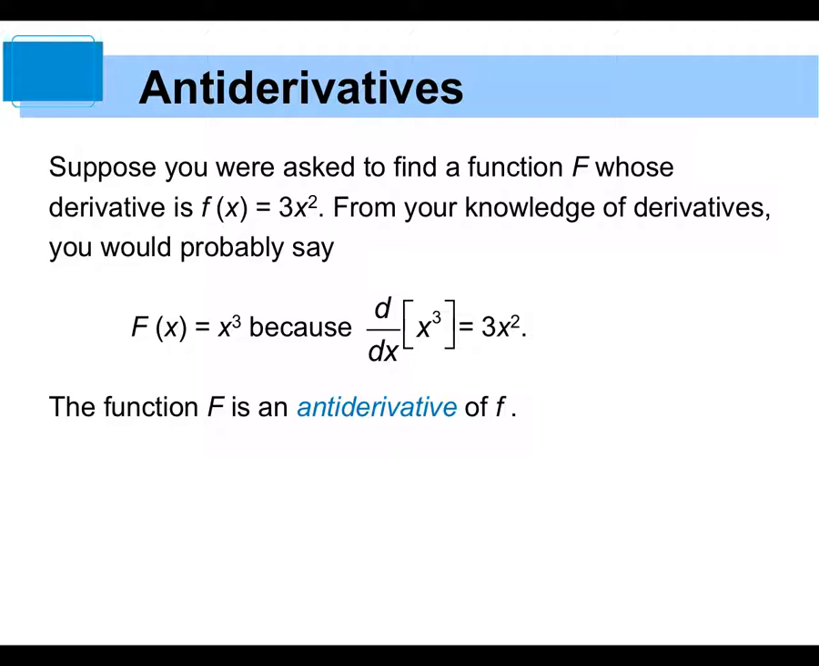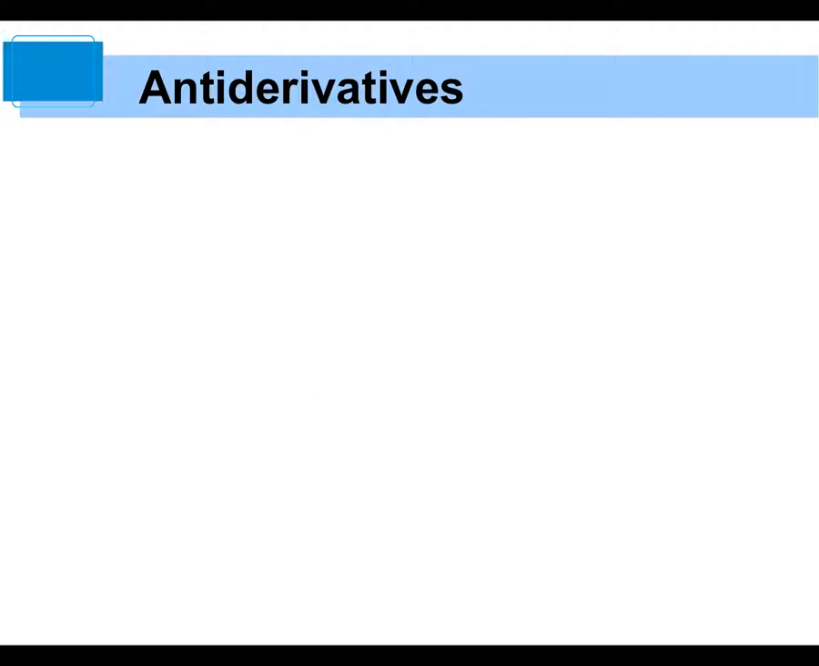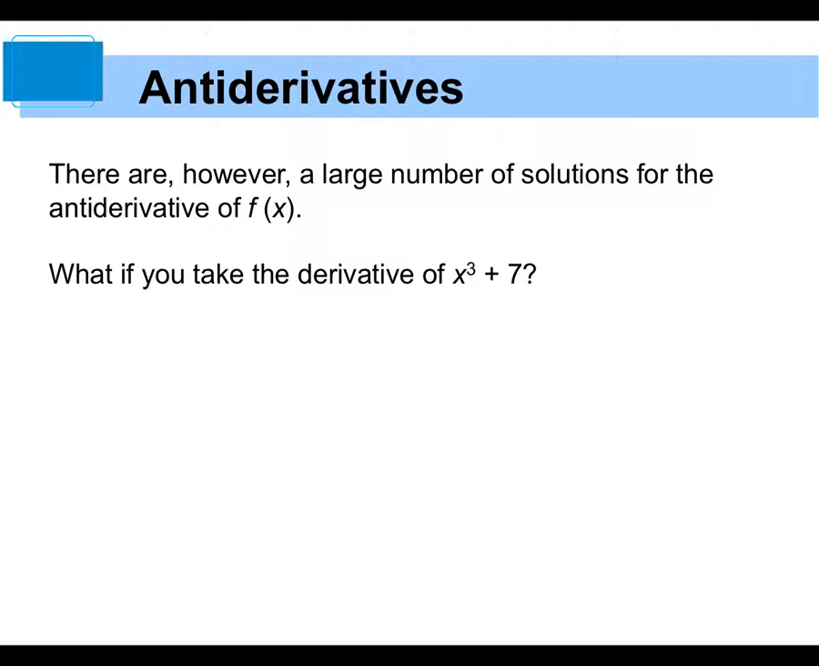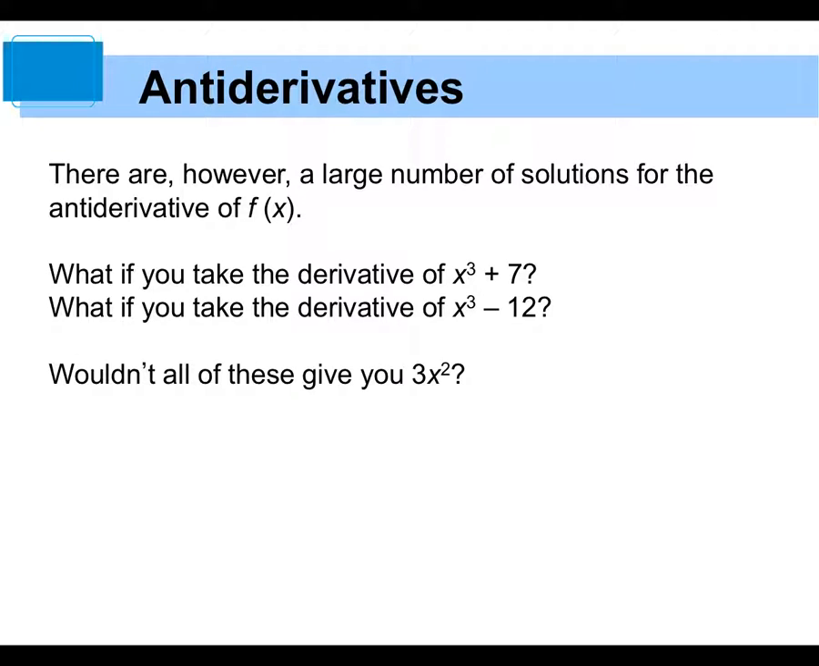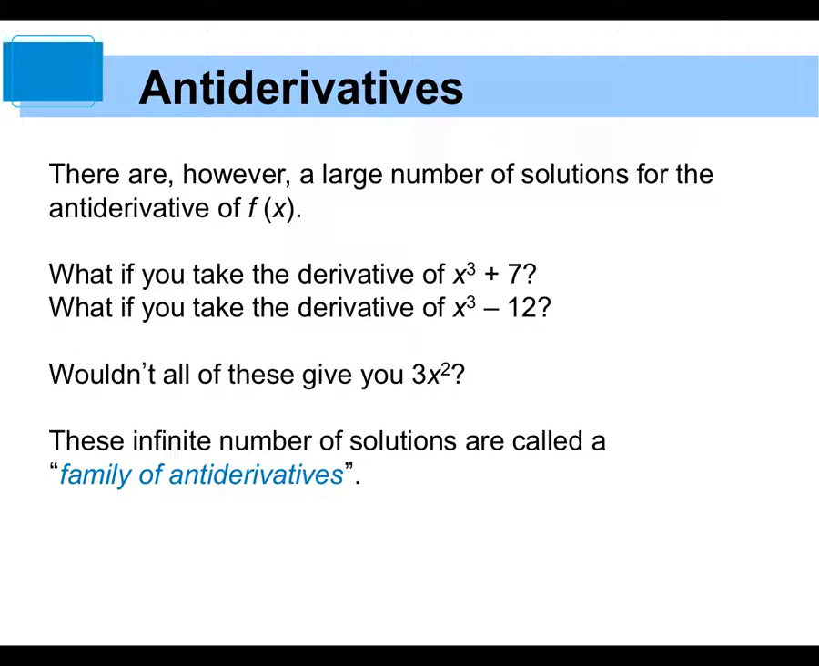If we had x cubed plus 1, if you take the derivative of that, you'd still get 3x squared. In other words, there's a whole bunch of possible solutions to that problem. And so we're going to talk about something called a family of antiderivatives. Okay, so there's x cubed plus 7 minus 12. I didn't throw an infinity in there. But again, this is a family of antiderivatives. There are actually an infinite number of antiderivatives for that function 3x squared.